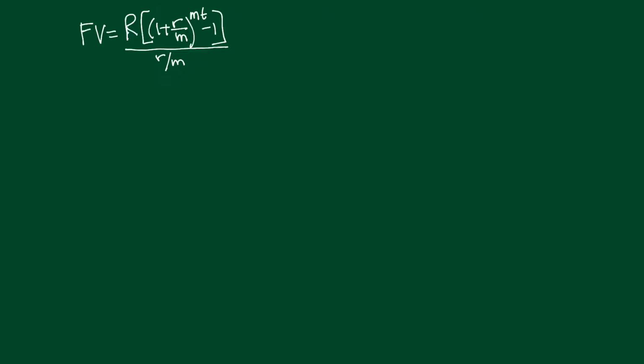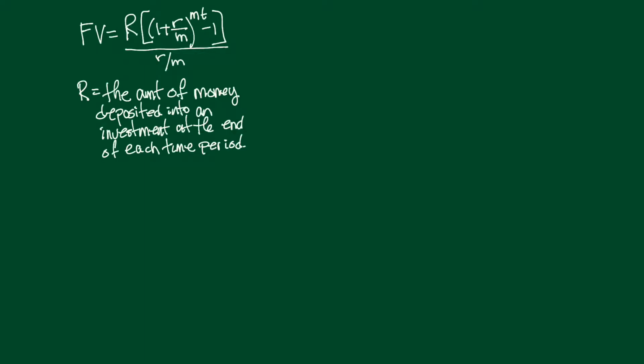We've got a formula for annuities. Let's derive it. Let's see where this comes from. So here's what we have in this formula. We have R, capital R, small r, M, and T.